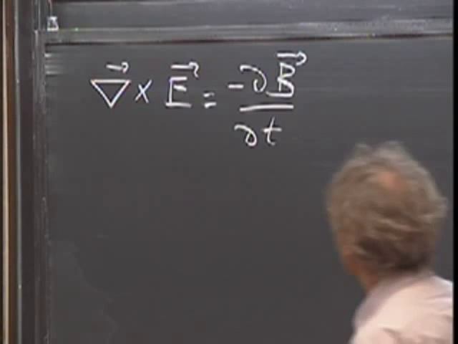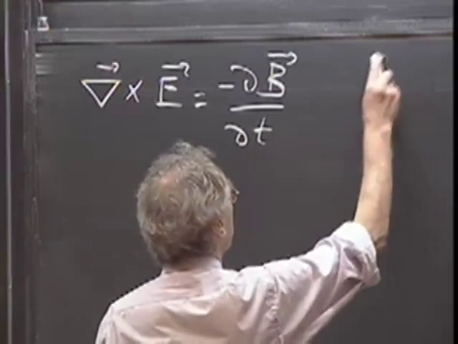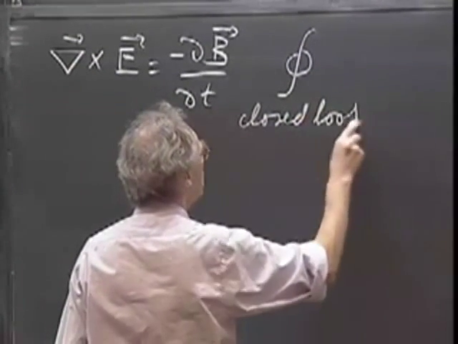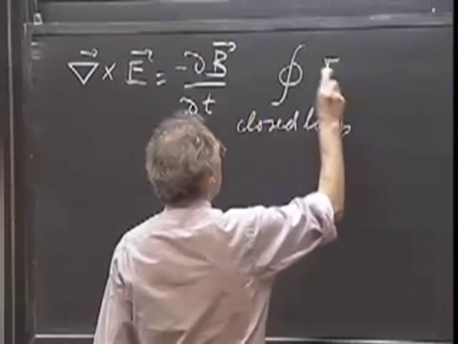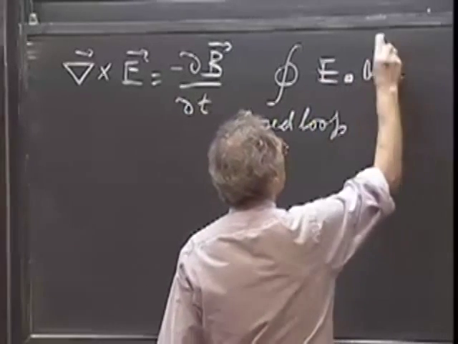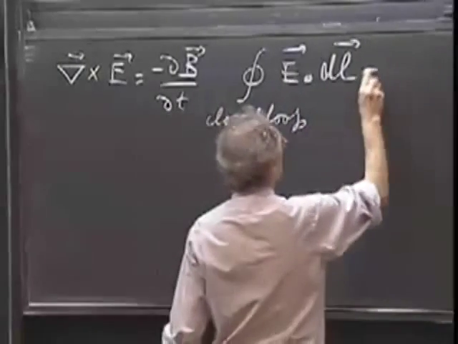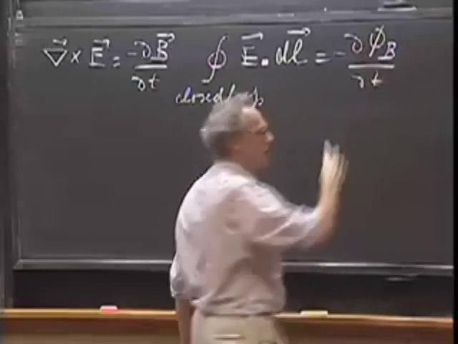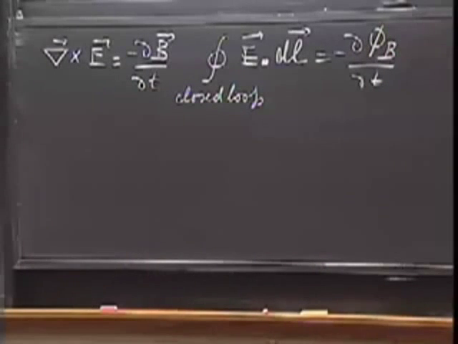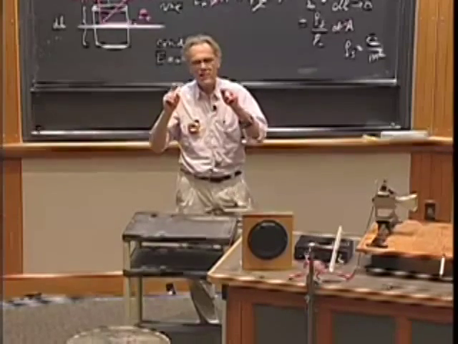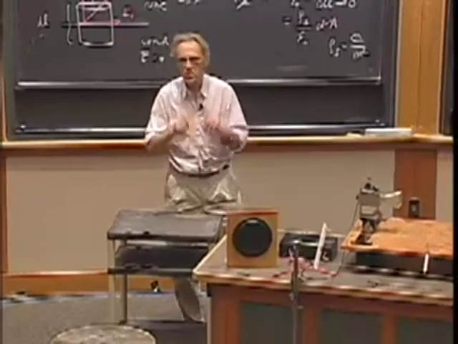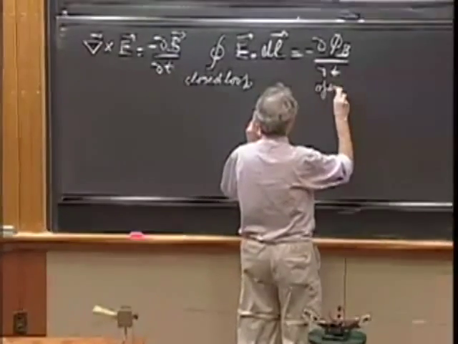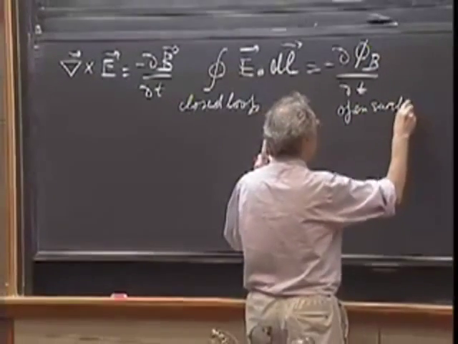And I'm going to write this in integral form, because you're probably used to that. This is a closed loop now. Any closed loop that you may choose of E dot dl, a dot product, a line integral, equals minus d phi B dt. And this is a magnetic flux that goes through the surface that you attached to that closed loop. It is an open surface. Any surface that you may choose is fine. It is an open surface. I cannot stress that enough.